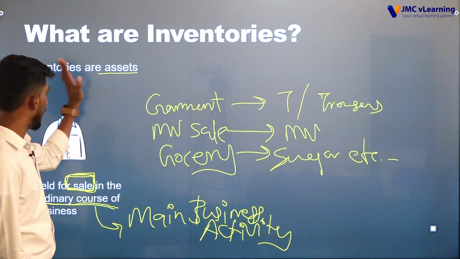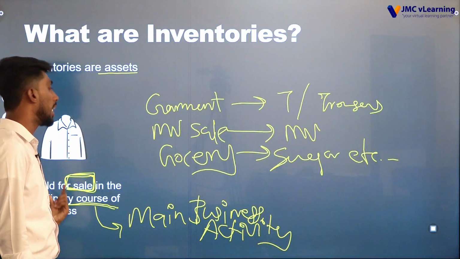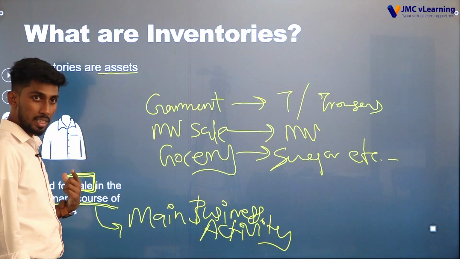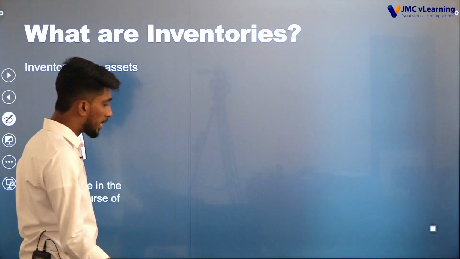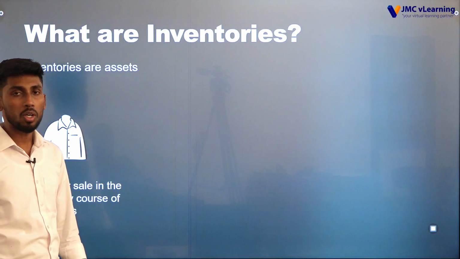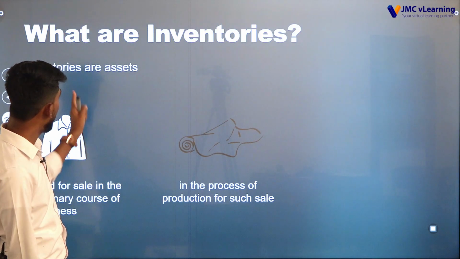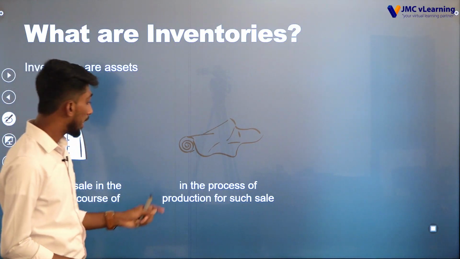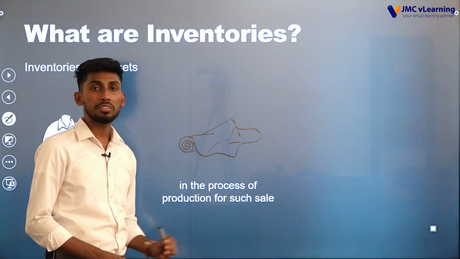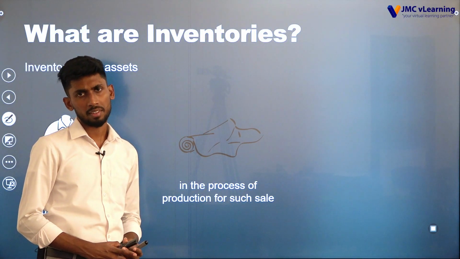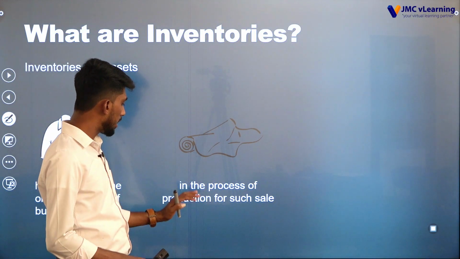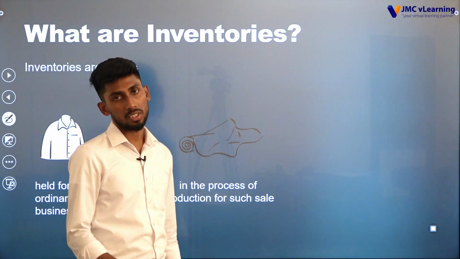Great. So inventories are assets held for sale in the ordinary course of business. Not only that, but also inventories are assets in the process of production for such sale.